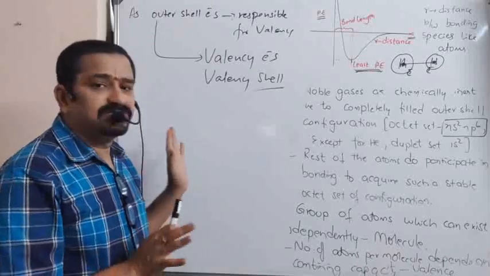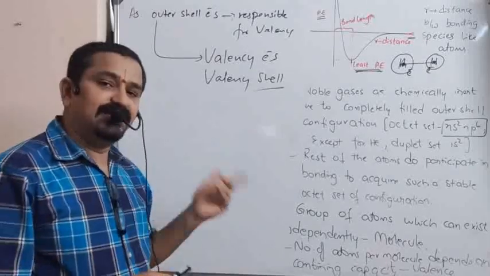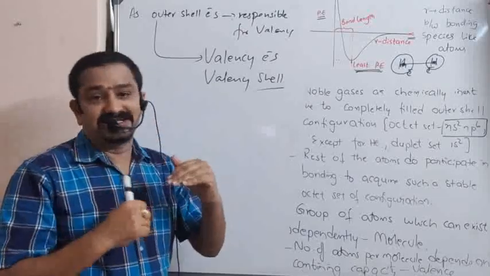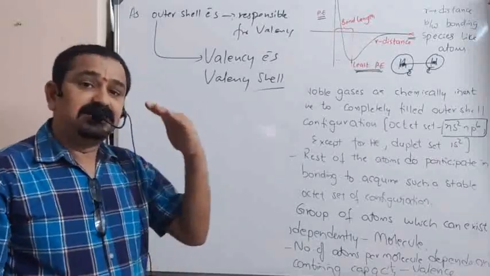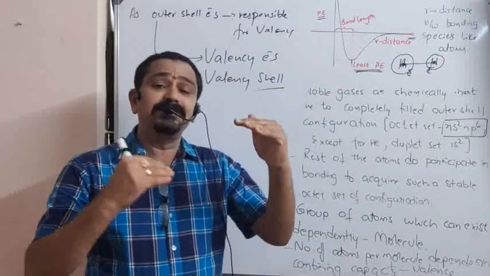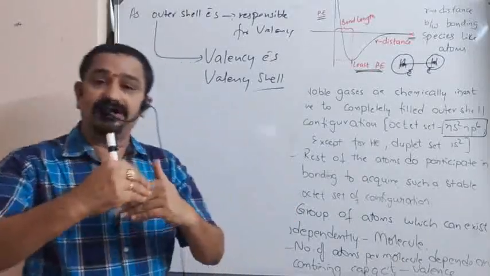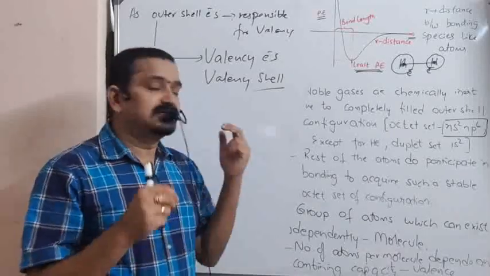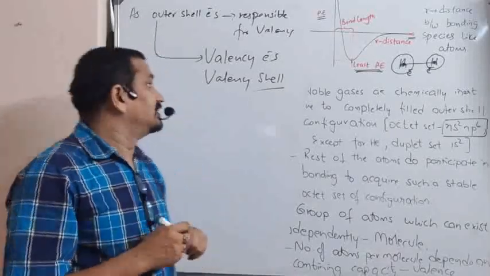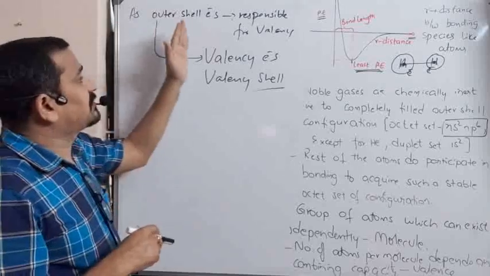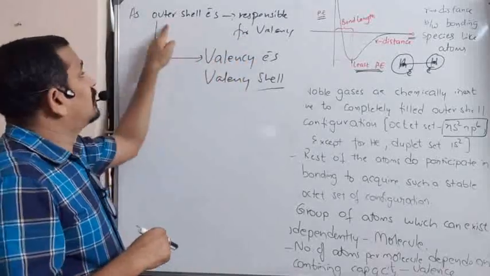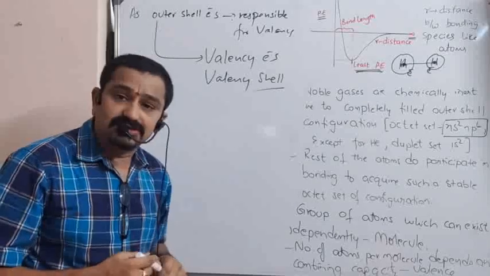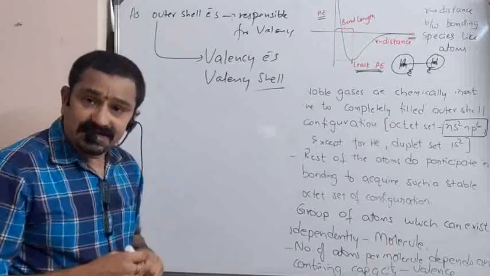This is possible only for S and P block elements. For D block elements, the ultimate S and penultimate D are combinedly called the valency shell. For F block elements, the ultimate S, penultimate D and antepenultimate F electrons are combinedly called the valency shell electronic configuration. We have to recap all these points from the periodic table. As outer shell electrons are responsible for valency, the outer shell is called the valency shell and the corresponding outer shell electrons are also called valency electrons.